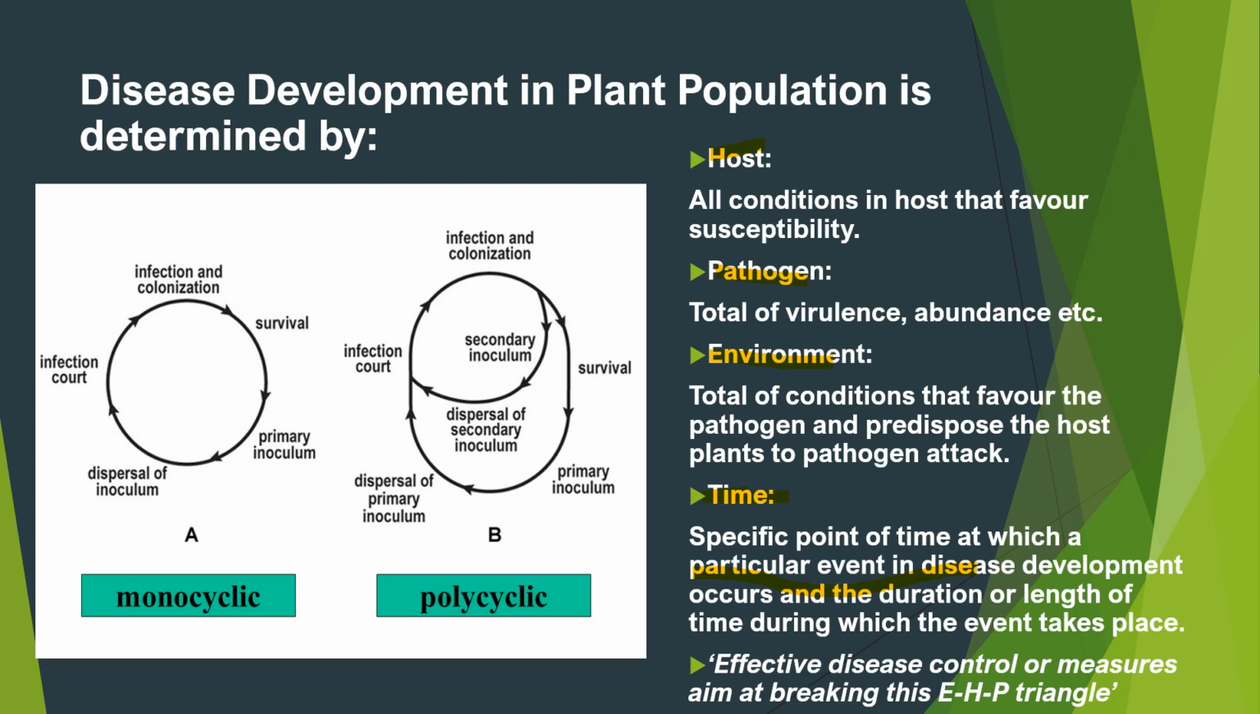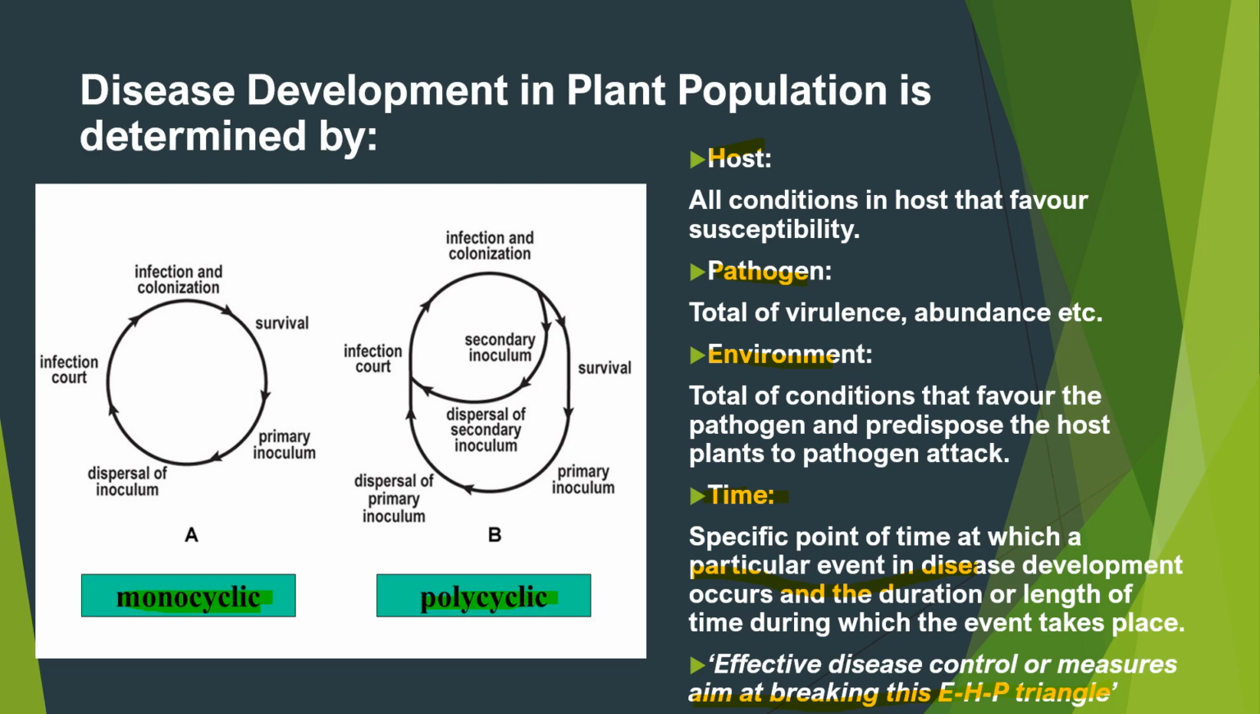Okay, and if we want to effectively control a disease, we have to look into all of these factors which are responsible for development of the disease. Now, effective disease control measures aim at breaking this EHP triangle, meaning the environment, the host, and the pathogen. Now, if we look at the development of disease in plants, there are two types of diseases, the monocyclic and the polycyclic ones.